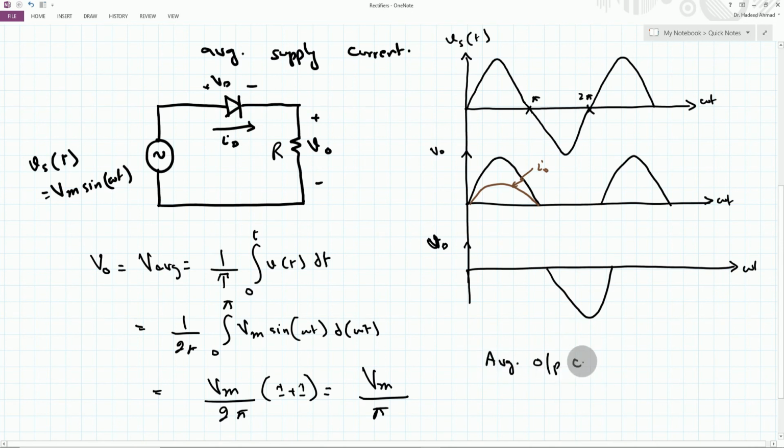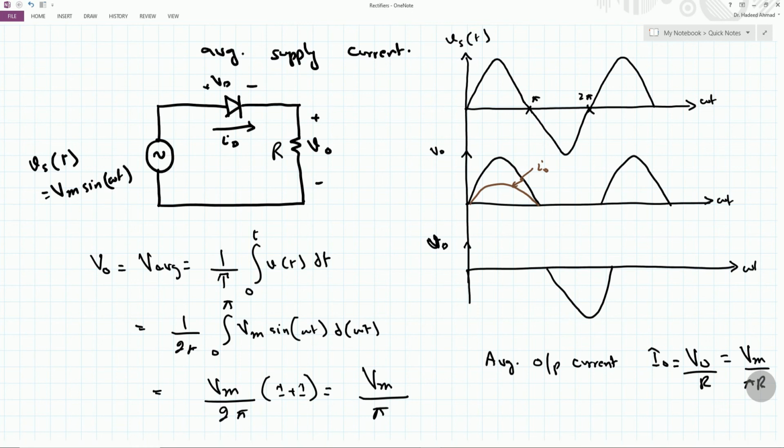Average output current I0 is equal to V0 over R, and that is simply equal to Vm over pi R. Further to this, we note that the power absorbed by this resistance is not only the DC portion, but the waveform contains the AC component as well.